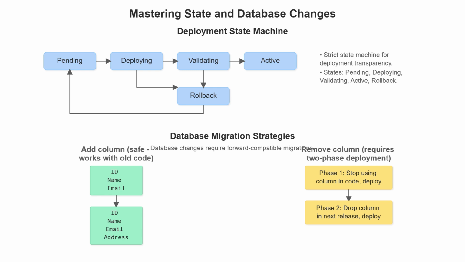Removing a column, however, requires a two-phase deployment. First, you deploy code that stops using the column but doesn't remove it from the database. In a subsequent release, after the first phase is stable, you deploy code that drops the column from the database. This meticulous approach ensures your database never breaks during the deployment process, maintaining data integrity and system uptime.